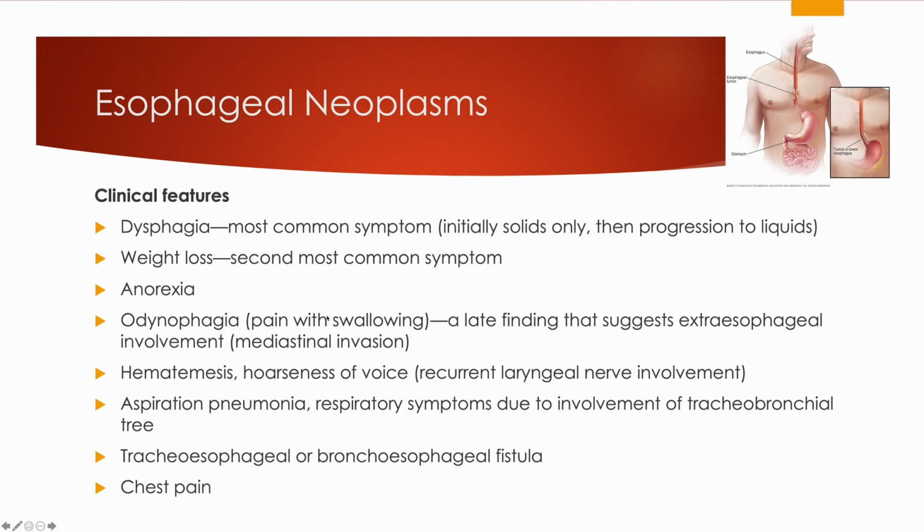Clinical features. So dysphagia is the most common symptom, usually because it's a mechanical obstruction. It usually causes only solid food dysphagia, and as the tumor or mass grows, it then progresses to liquids. We also see significant weight loss associated with these cancers. One, because it's causing some obstruction and trouble with eating, and also because of the cancer itself, you get anorexia. It can cause some odynophagia, but it's usually a very late finding.